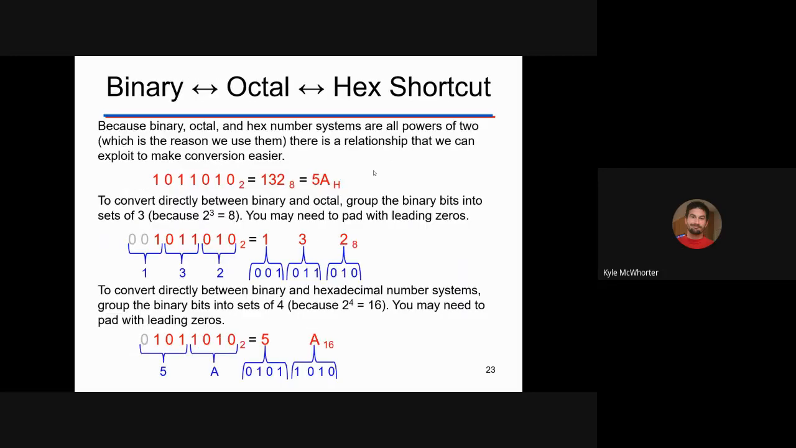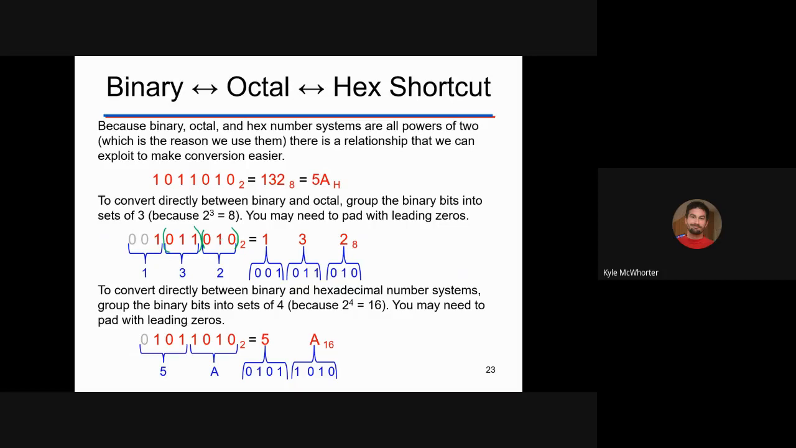Here is the shortcut. Notice that base 10 is not part of the shortcut, because base 2, base 8, and base 16 are just powers of each other. 2 to the third power is 8. 2 to the fourth power is 16. So to go to octal, because 2 to the third power is 8, we're going to take them in groups of 3. We take the binary number, put it into groups of 3, and ask what is this number in binary?